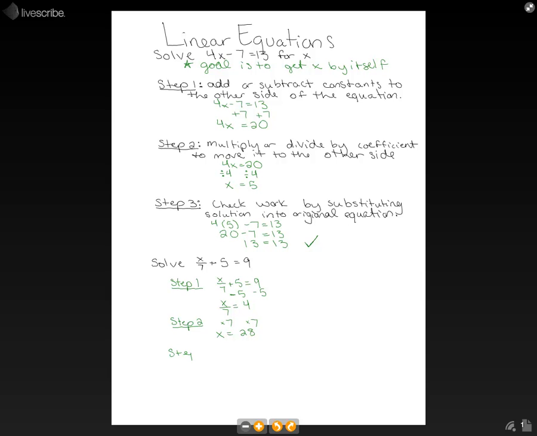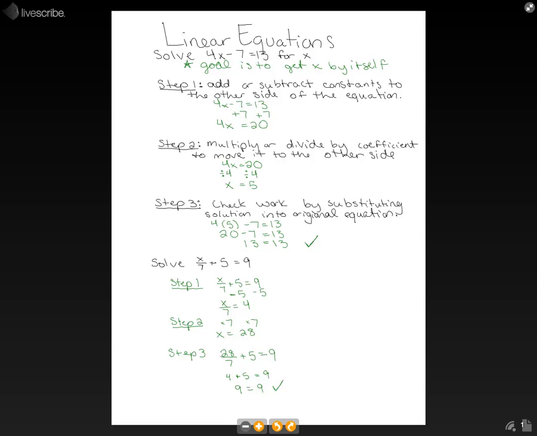Once again, we need to check our work in step 3. So if we put 28 in for x, 28 divided by 7 plus 5 equals 9. Well, 28 divided by 7 we know equals 4. If we add 5 to that, we get 4 plus 5 equals 9. So 9 equals 9, which is true, and our work checks out.